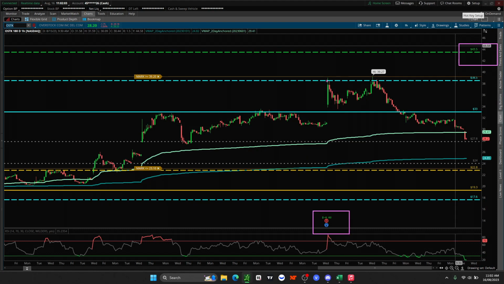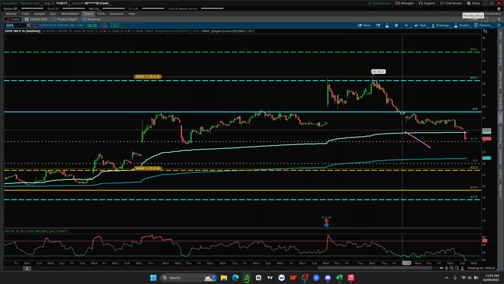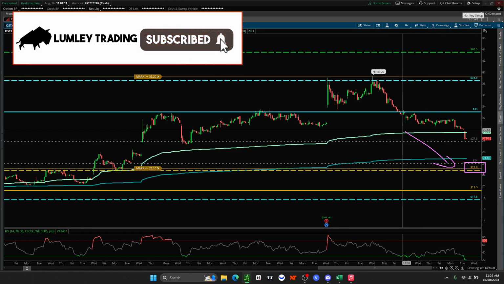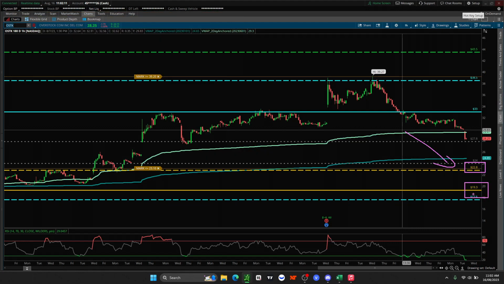Because obviously this downward move did just start off that earnings, which kind of justified its high, and then since then we've sold off. So we probably will continue to sell off. So again, I'm focusing more on the longs, which will be at $22.80, $19.30 and $17.60.